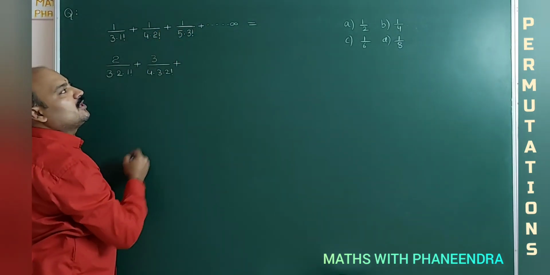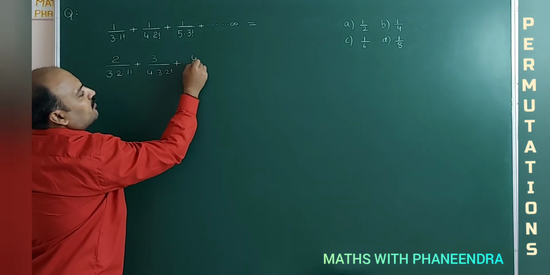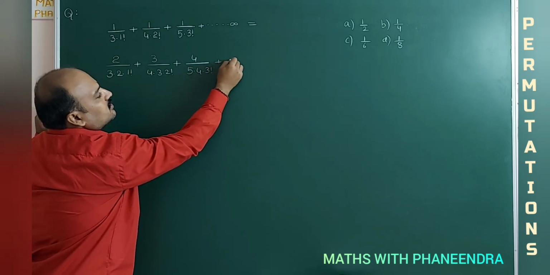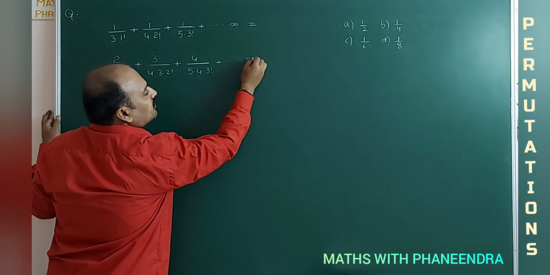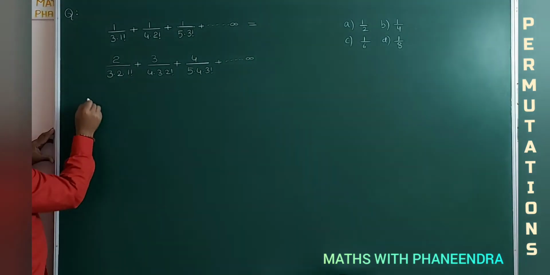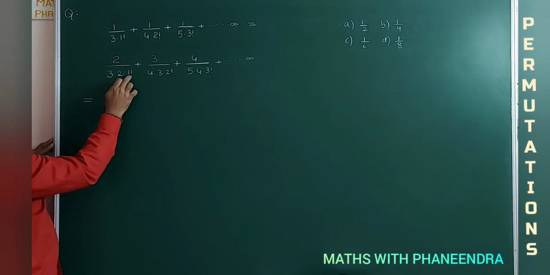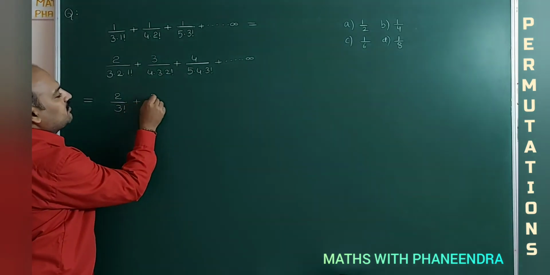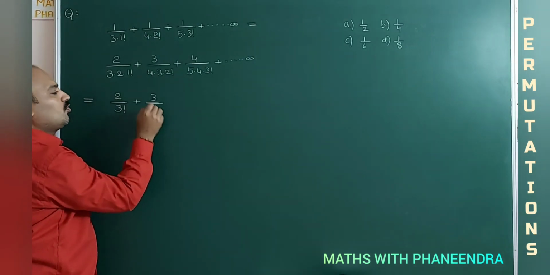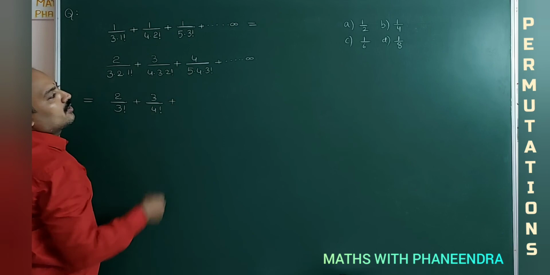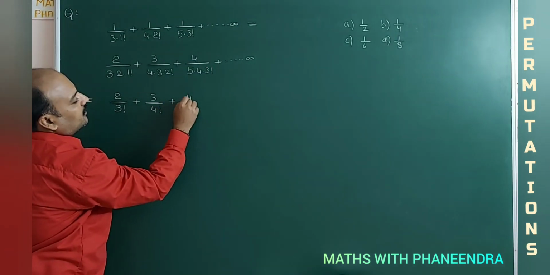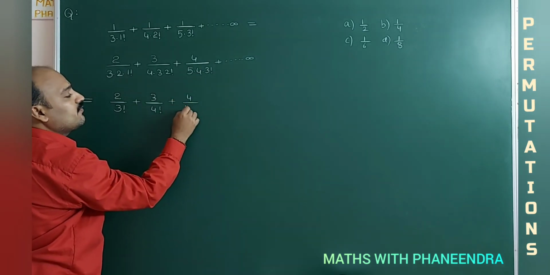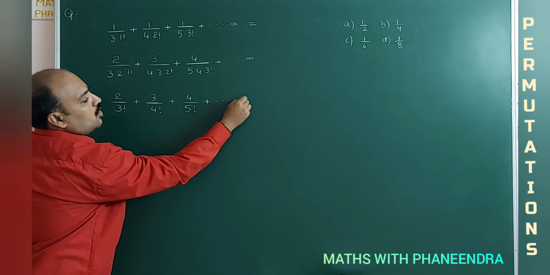Plus here also same thing, 4 is not there between 3 and 5, so 5 into 4 into 3 factorial plus and so on to infinity, which is equal to 2 divided by 1 into 2 into 3 factorial plus 3 divided by 2 into 3 into 4 factorial. Next 4 by 3 factorial means 6 into 5 is 30, into 4 is 120, which can be written as 5 factorial, plus and so on to infinity.